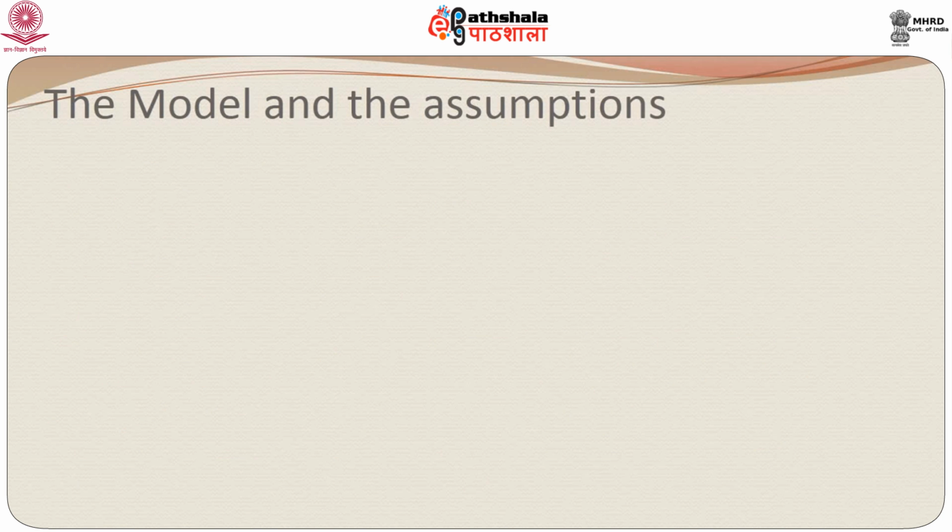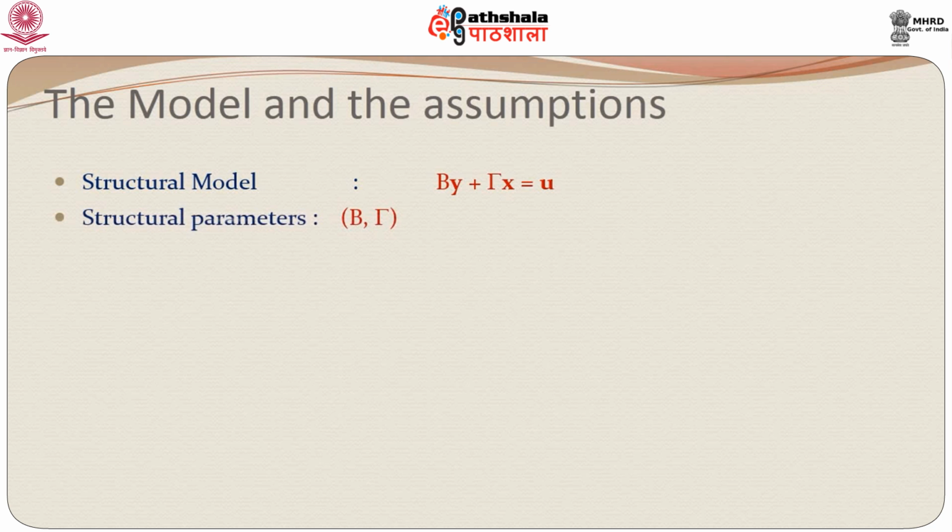So, what do we have now? Let us look at how we set up the model. We have By plus Γx is equal to u, where we have defined B, Γ, etc. as before. We call this the structural model. This is the model with which we start. We will see there are other forms of this model, but these are the parameters we are primarily interested in, and we will call β, B and Γ the structural parameters.